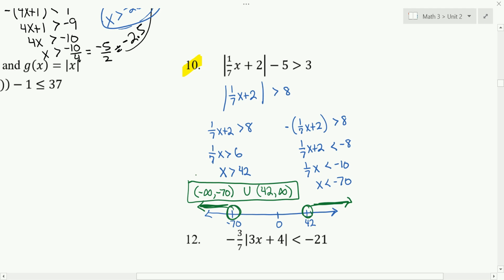If we were to write this in inequality notation, we'd write x is less than negative 70, or x is greater than 42. Notice the word or in this one. If I said and, it would mean it would have to meet both requirements, which would be impossible. You can't come up with a number less than negative 70 and at the same time greater than 42. So we use the word or to say at least meet one of these requirements here.